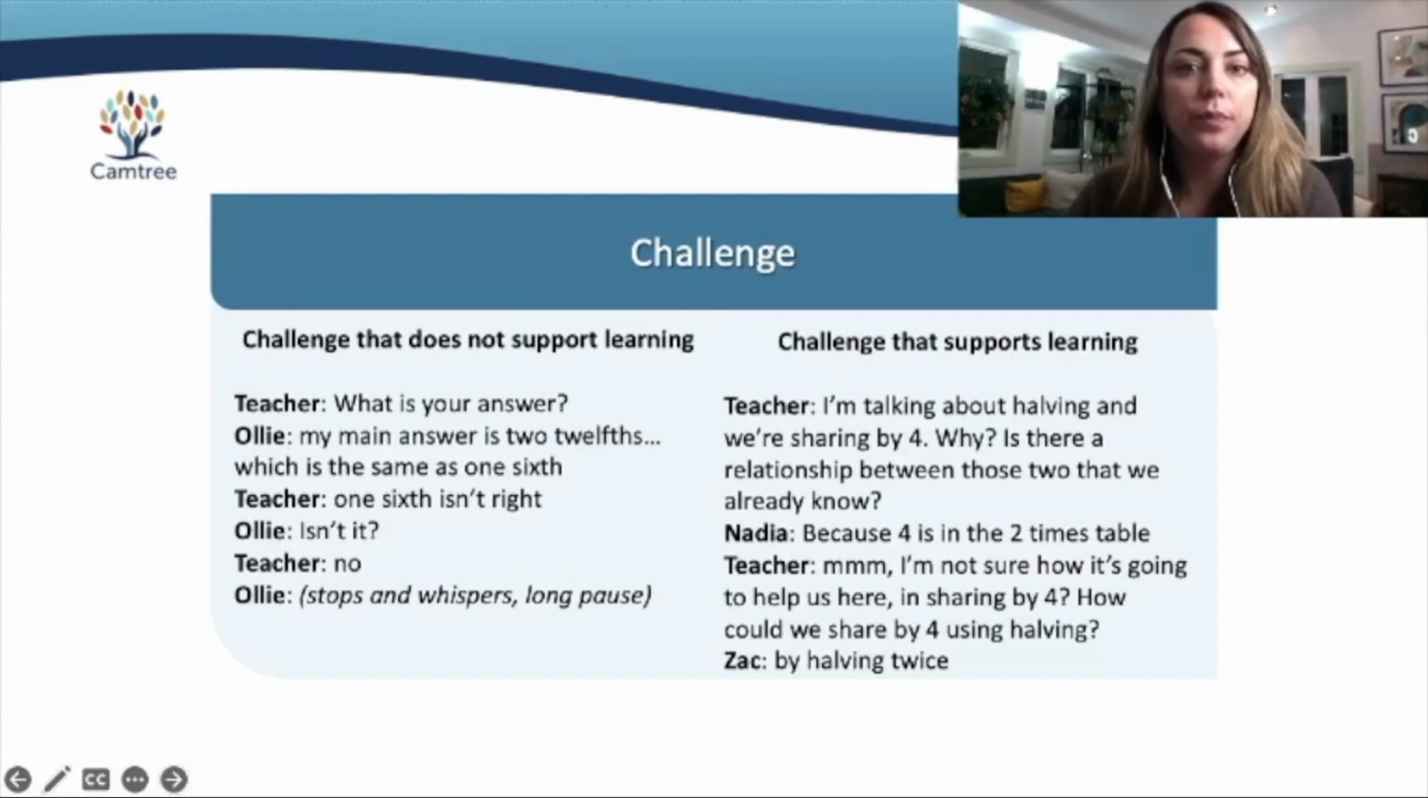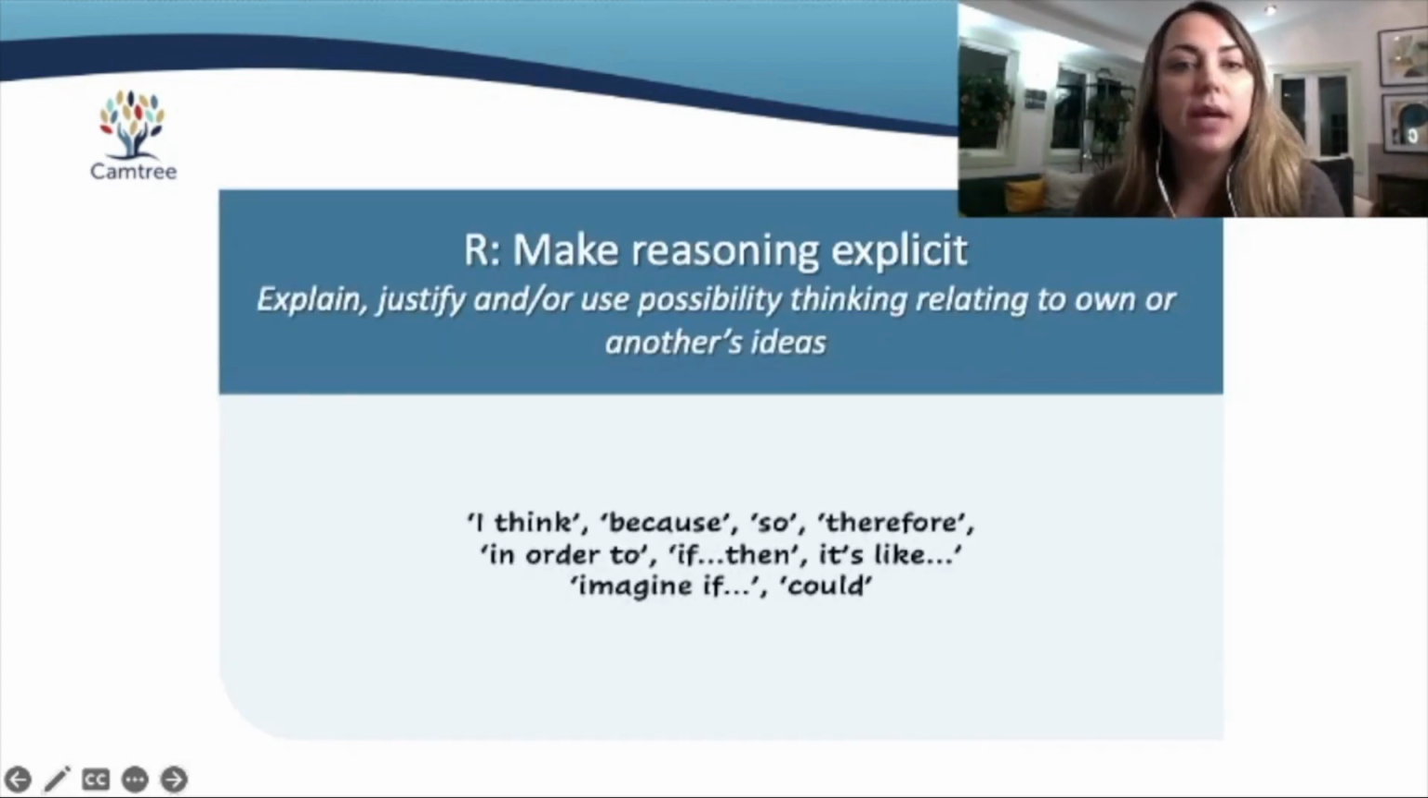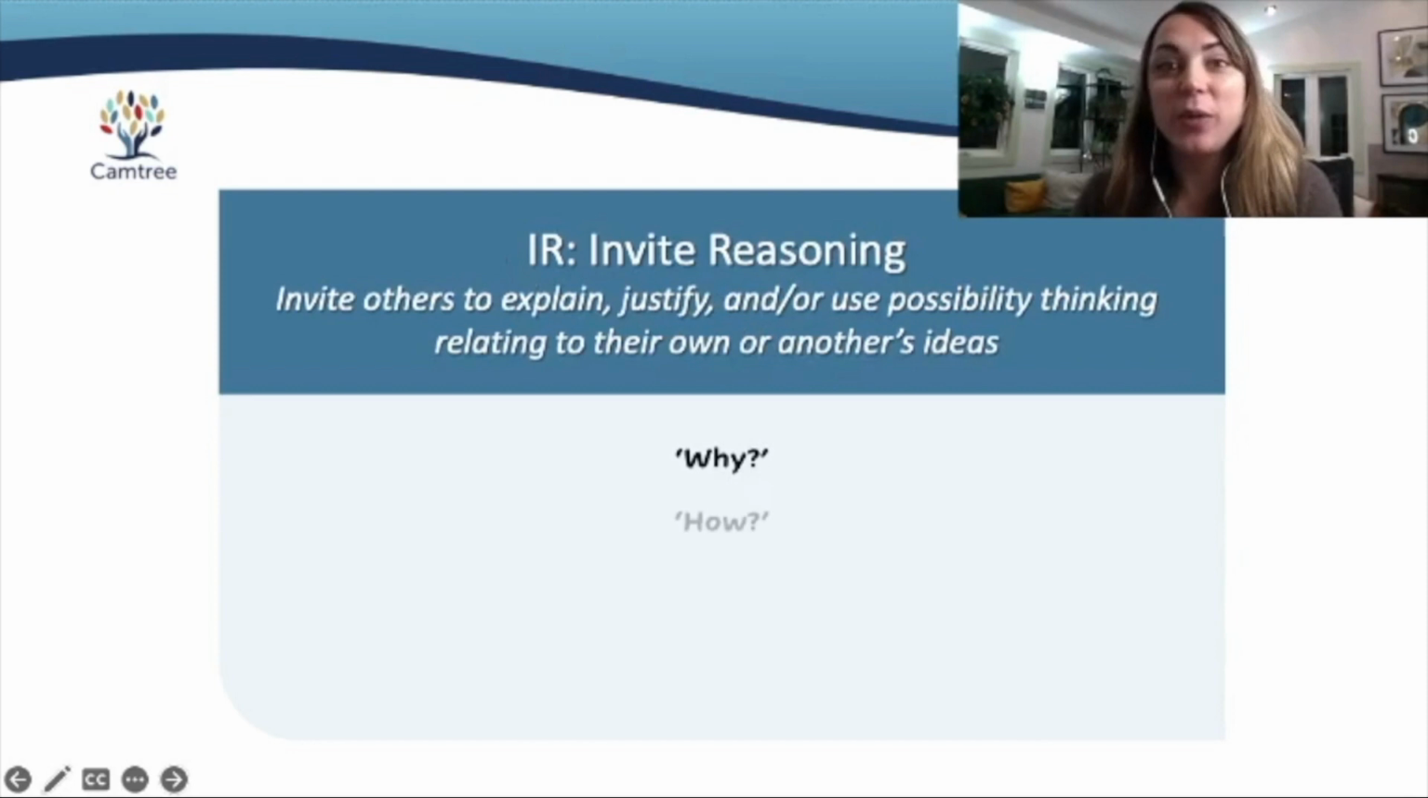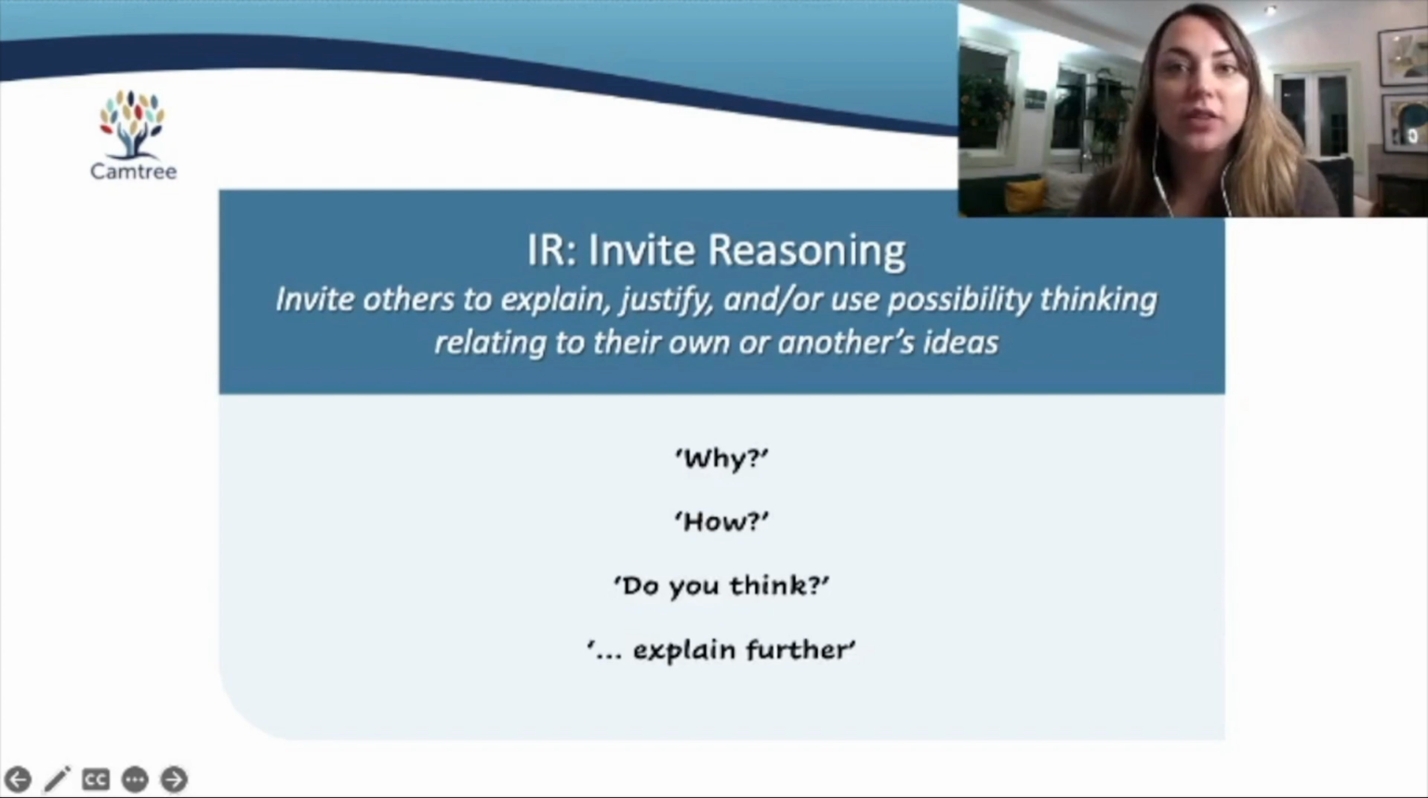The fourth dialogue category is make reasoning explicit. And this is where students explain, justify, or develop their own ideas or others' ideas. And this can be in response to an invitation to do so or not. Some examples of this are included on the screen, such as I think, because, if this happened, then, and so on. And the last category of dialogue that we'll review before getting into our examples of coding is invite reasoning, which is an invitation to others to explain or justify their own or others' ideas. So keywords for this category might include why or how, or can you explain your thinking further?